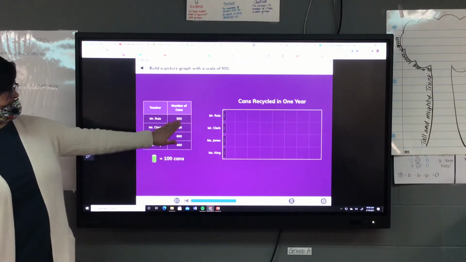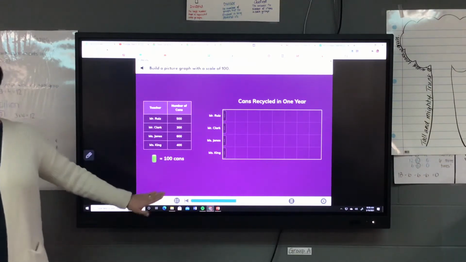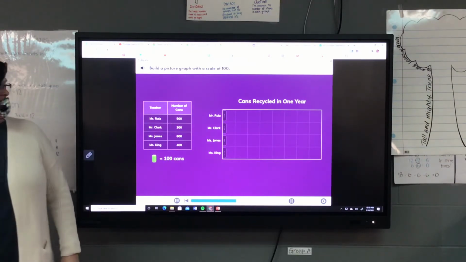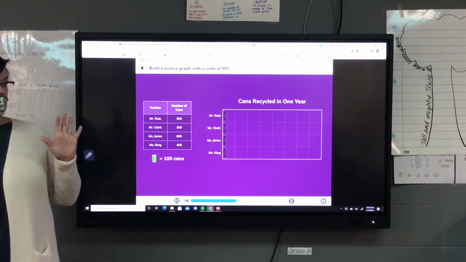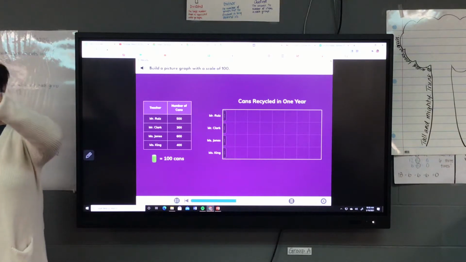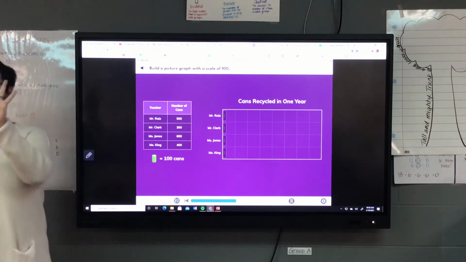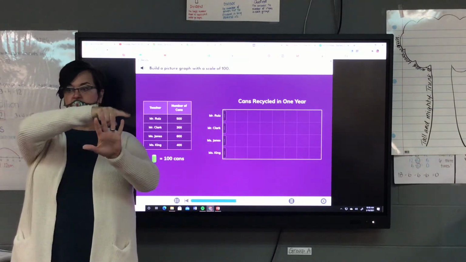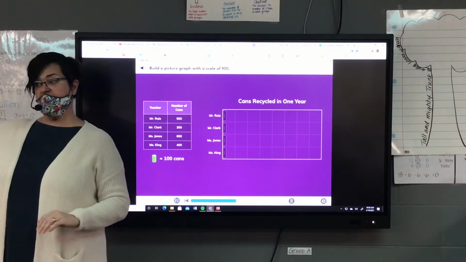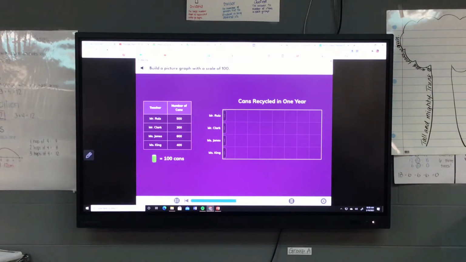Reese? There would be 5, she says. If we skip count by 100s 5 times, is that 500? 100, 200, 300, 400, 500. So 5 cans is what we need to show. All right. 100, 200, 300, 400, 500.